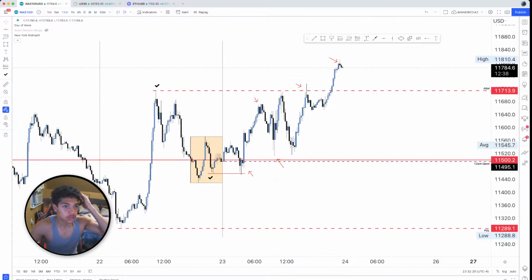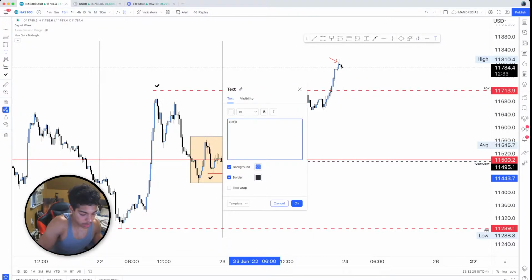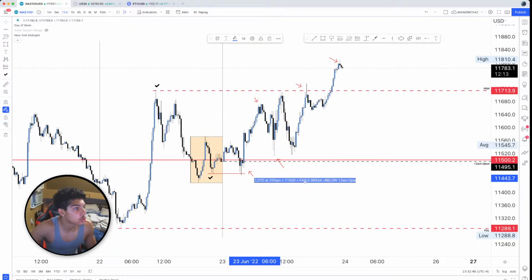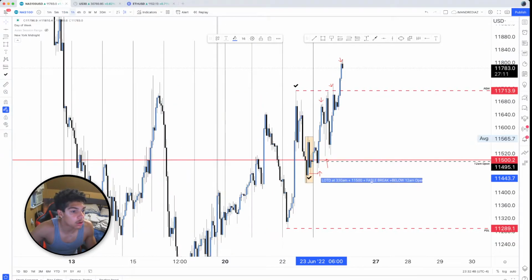So now let's annotate that. We have the low of the day at 3:30 a.m. at 11,500, along with a false break of a low. And if you also look, we are below the 12 a.m. open. Just like that. Now I'm going to go to a higher time frame like the hour and 4 hour.